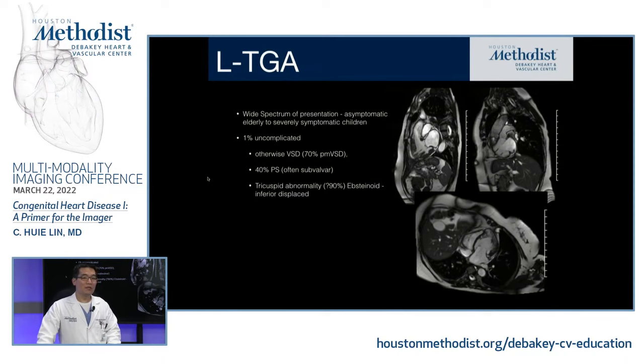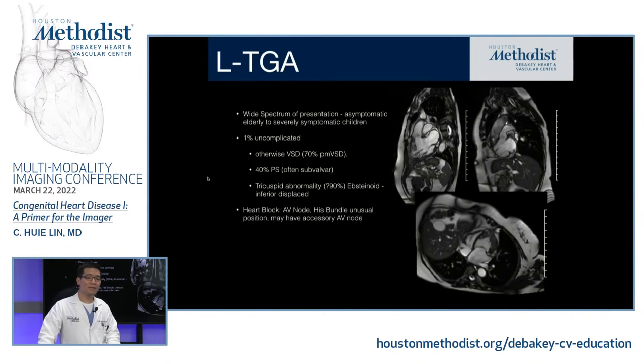Many of them have a tricuspid abnormality. Much of that has been reported as an Ebstein-like appearance with an inferior displacement of the valve. And remember, that tricuspid abnormality is on the systemic ventricular side. In other words, the systemic right ventricle, which can be fairly significant in its clinical presentation. And of course, these patients are the ones that you will hear of on the boards that have AV node heart block.